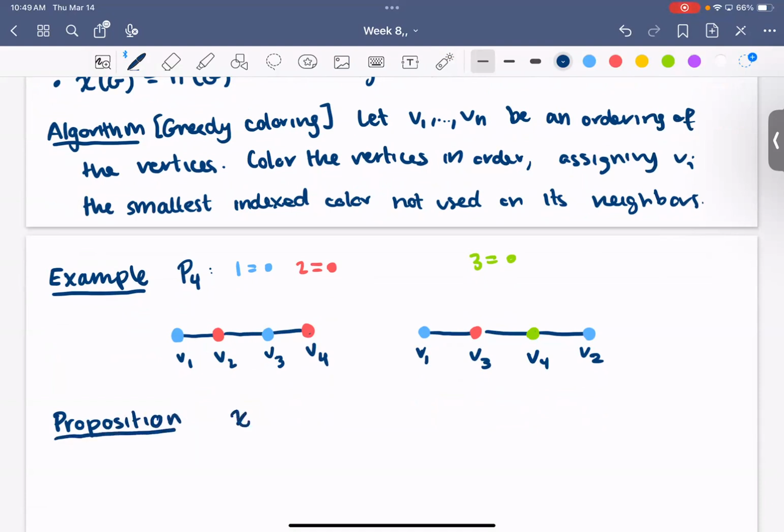It says that the chromatic number of a graph is less than or equal to delta of G plus 1. Delta of G, just to recall, is the maximum possible vertex degree. I'll give you a few minutes to think about the proof of this. It uses basically just an argument involving the greedy algorithm.